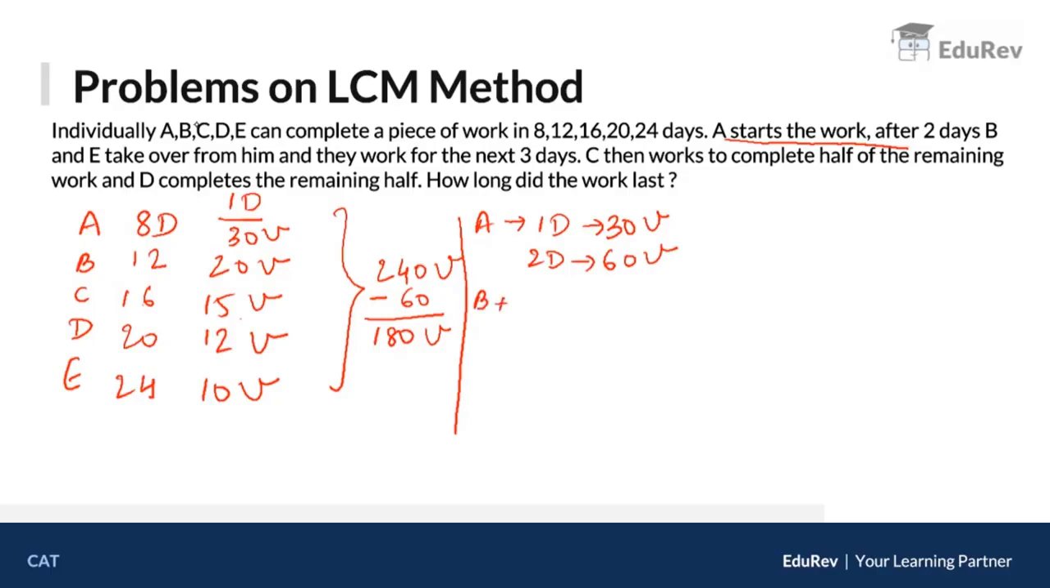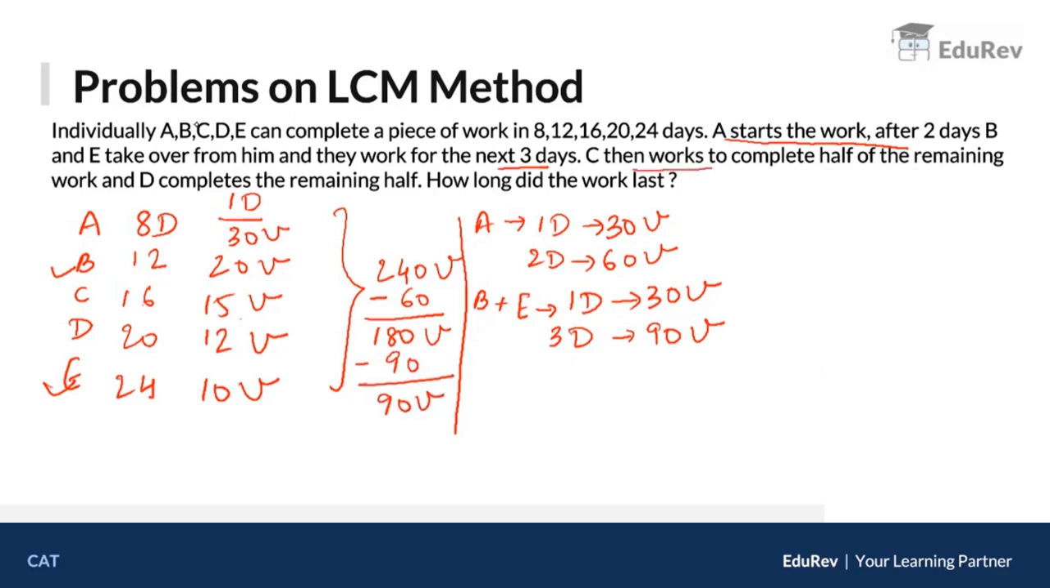Now B and E take over and they work for the next 3 days. Look, B and E together will be doing 30 units in 1 day because B is doing 20, E is doing 10, so the total becomes 30. They worked for 3 days. So in 3 days they will complete 90 units. So out of 180, 90 is done. So you are left with 90 units.